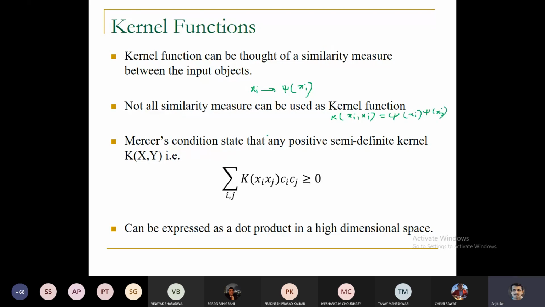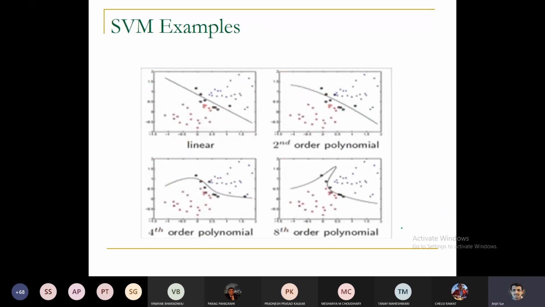Mercer's condition states that any positive semi-definite similarity function is a kernel. So this can be expressed as a dot product in the higher dimension. That is also very important because it handles the computational issue and makes it computationally feasible, because the dot product in high dimensional space is not that complicated.